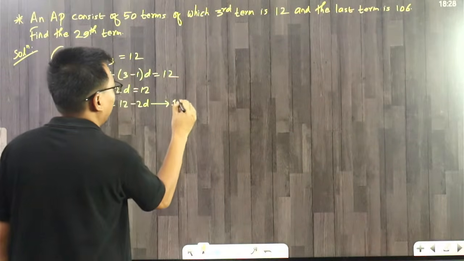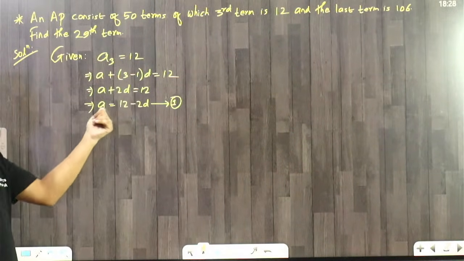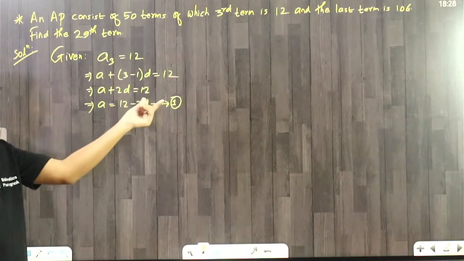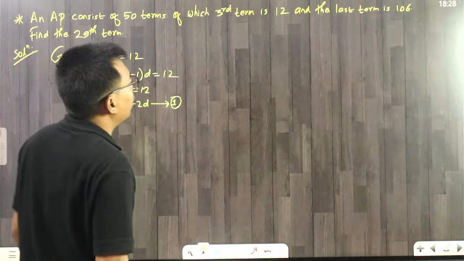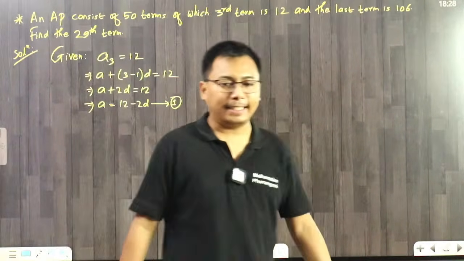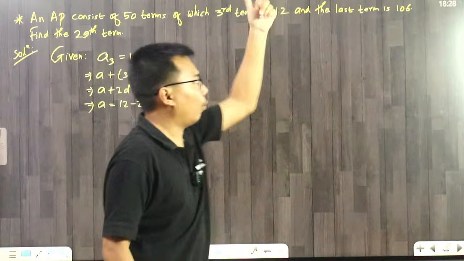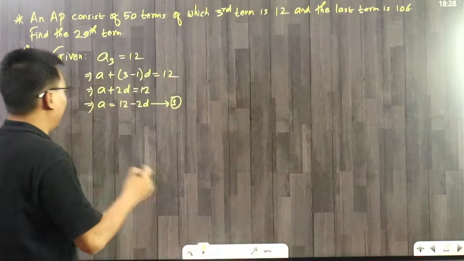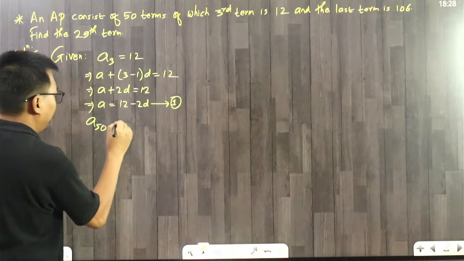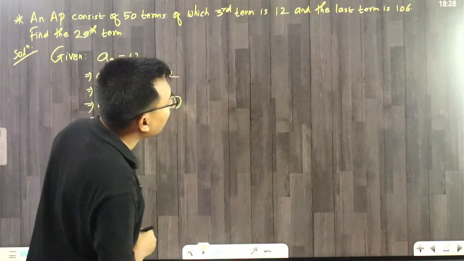This is equation number 1: A plus 2D is equal to 12. So A is equal to 12 minus 2D. We'll send it towards the right hand side. We'll get 12 minus 2D. And the last term is 106. Last term is 106. And how many terms do we have? 50 terms. So A50 will be 106. Okay.